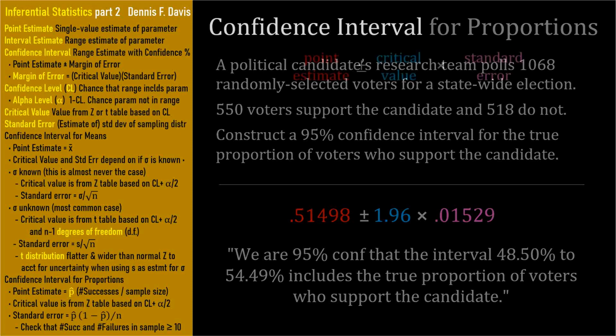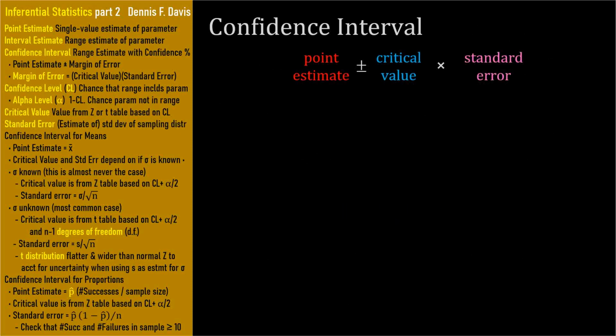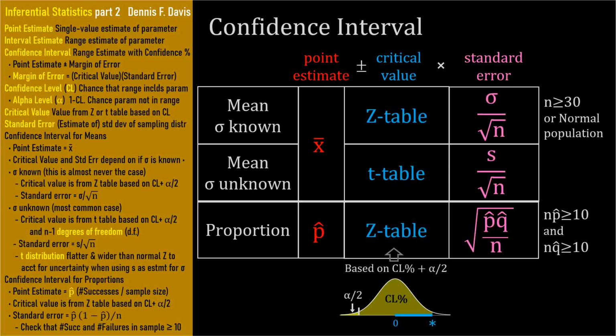All confidence intervals have this format: point estimate plus or minus critical value times standard error. Here's a summary chart of the proper values for means and proportions. When encountering a confidence interval technique for a new type of statistic, just focus on how to determine these values. You'll find confidence intervals are quite easy.